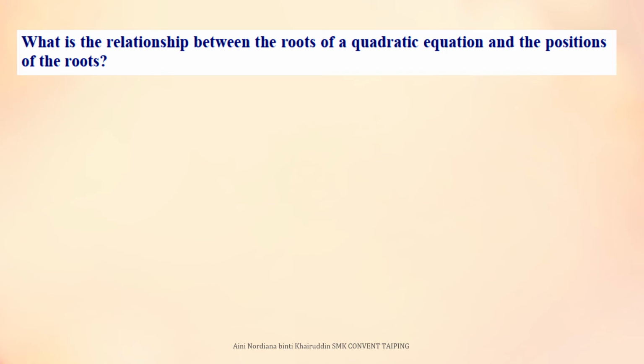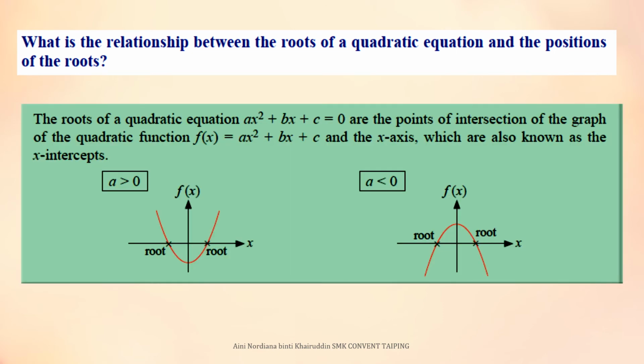What is the relationship between the roots of a quadratic equation and the position of the roots? The roots of a quadratic equation are the points of intersection of the graph of the quadratic function and the x-axis, which are also known as the x-intercepts. So this is the root. The intersection of the graph and the y-axis is the y-intercept. So this is the intersection between the graph and the y-axis.